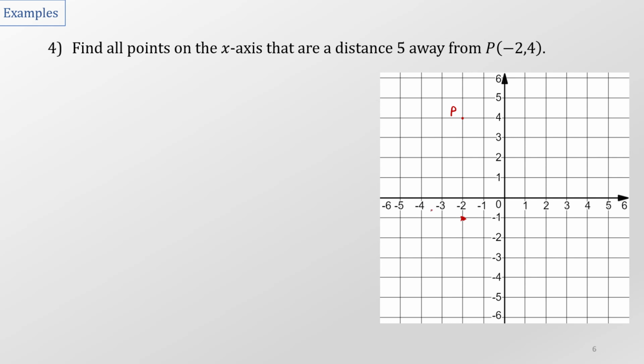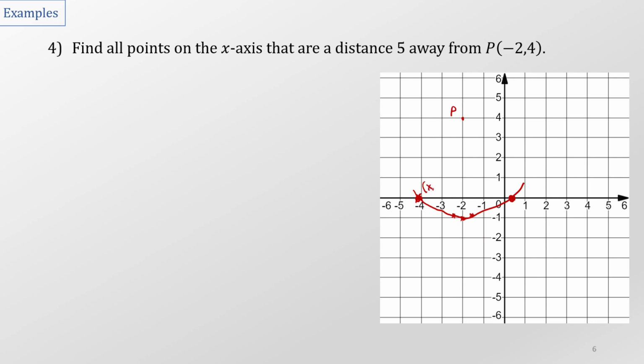And there are a lot of points that are 5 away. If I move just a little bit to the left, I can get to this point. A little bit to the right, I get to this point. And there's lots and lots of points that are 5 away. I guess the point here is that there's actually a circle with radius 5, with P at the center, and it looks like it cuts into the x-axis at 2 places.